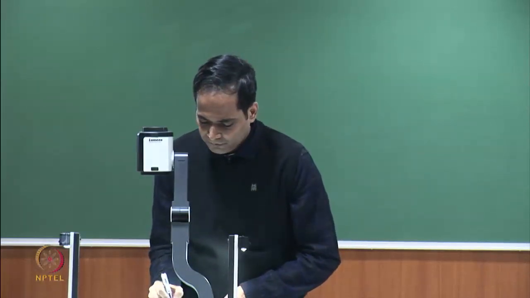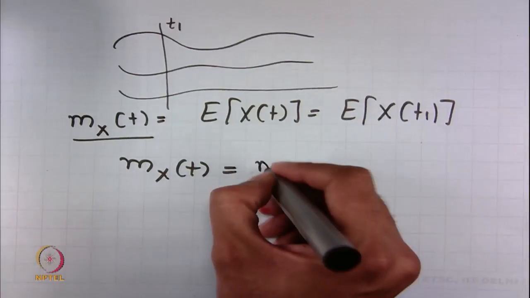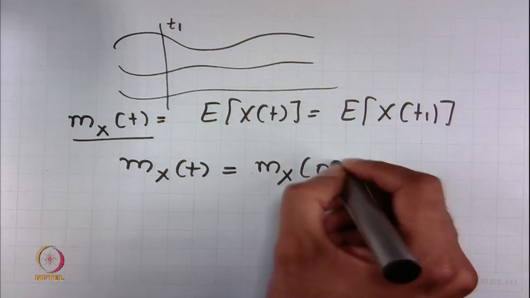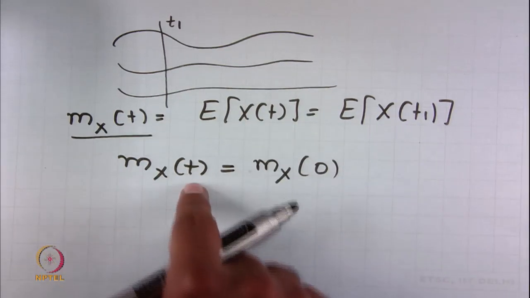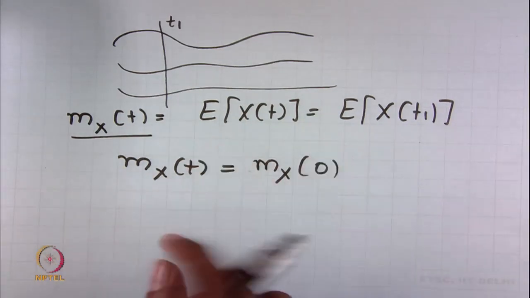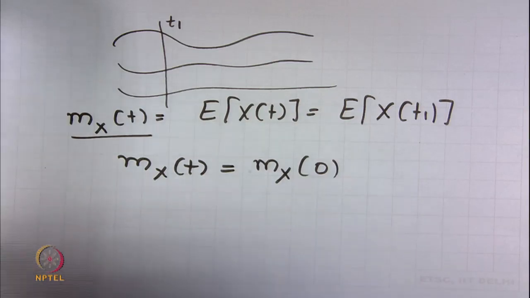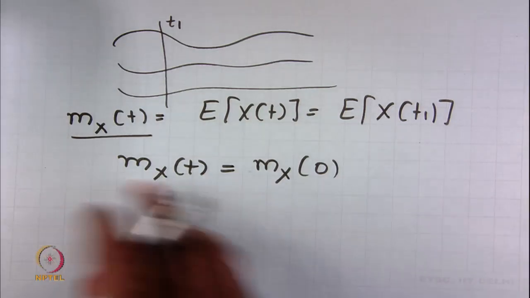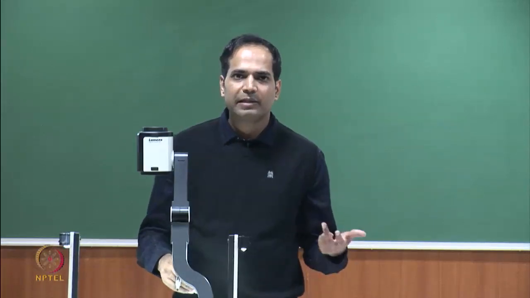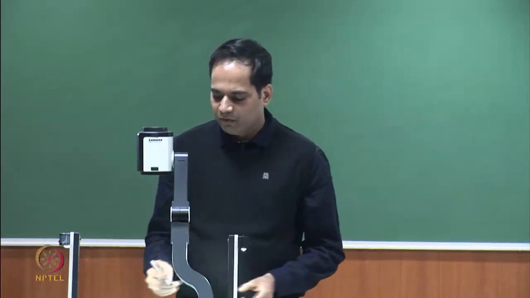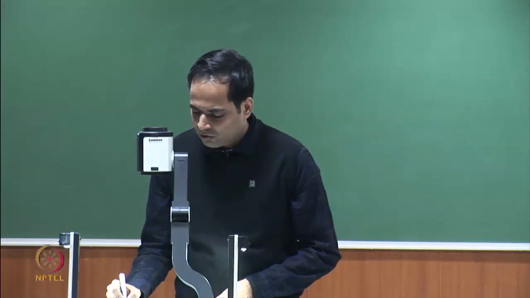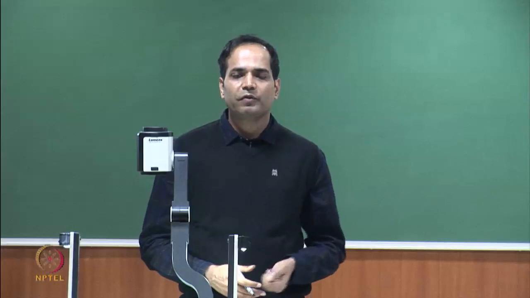So, mean of a stationary random process should be a constant. That means you can choose any value of time. For example, I have chosen the time to be 0. So, m_X(t) is nothing but m_X(0). In fact, you do not have to specify what the time instance is, it would be independent of the time. So, mean of a stationary random process is a constant, right, it is not a function of time.